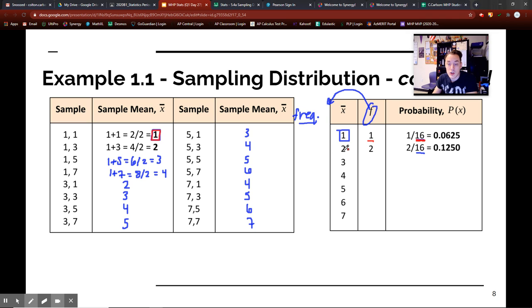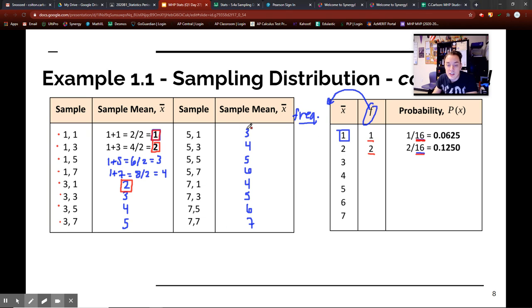Next, I take 2. How many 2s do I see? Well, I see this right here, and then I see this one. So that's 2 2s. There's nothing over 2 here. So there's 2 2s. I take 2, divide it by the number of numbers I have, which is 16 total. This is 16. 1, 2, 3, 4, 5, 6, 7, 8 times 2, because there's the same thing, 8 over here, 16. So let's begin this process.